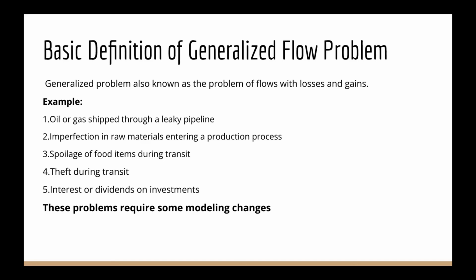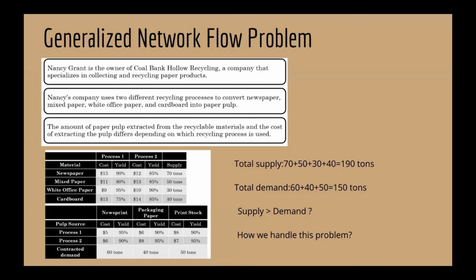Third, spoilage of food items during transit. The same amount of food you send out from the supply node, when it reaches the demand node, you may not receive the same amount because of the spoilage. A loss happened. Fourth, interest or dividends on an investment. This problem requires some modeling changes.